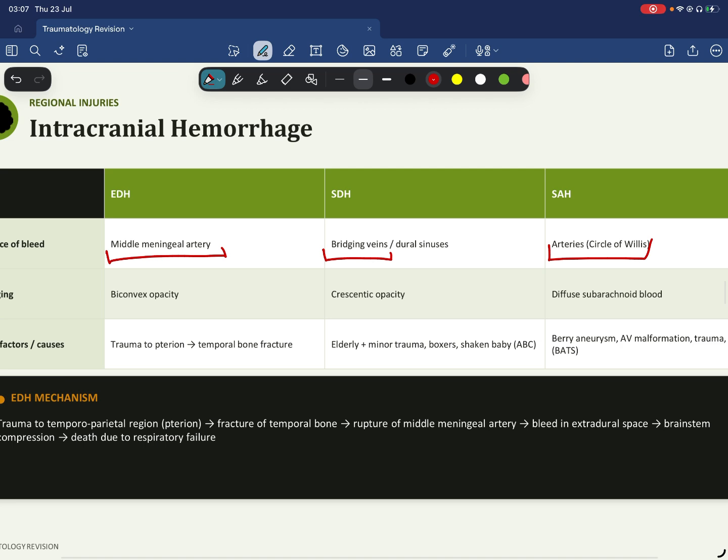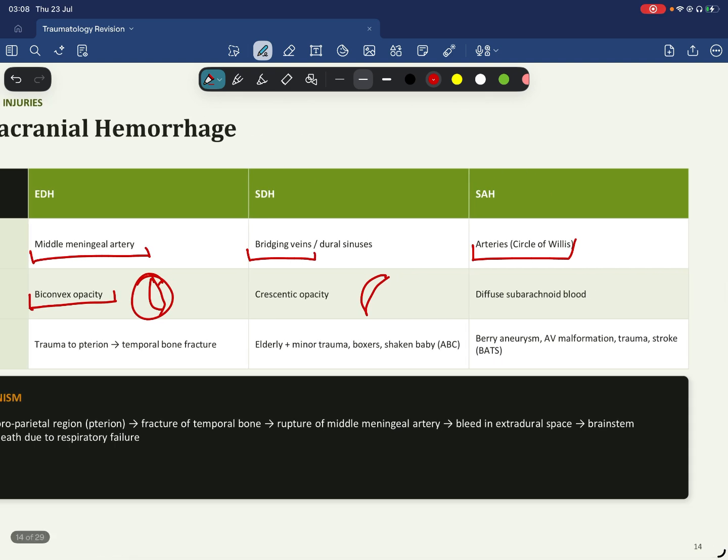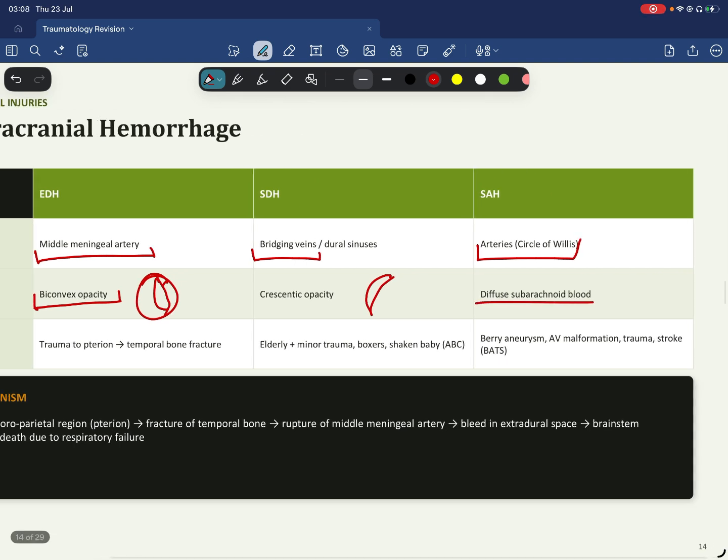On CT scan, we have biconvex opacity seen in extradural hematoma, crescentic opacity seen in subdural hematoma. In subarachnoid hemorrhage, we have diffuse subarachnoid blood.